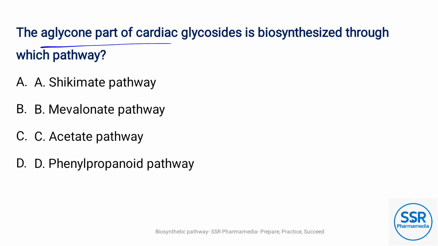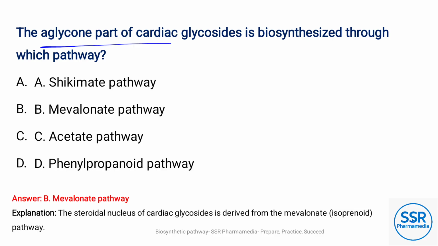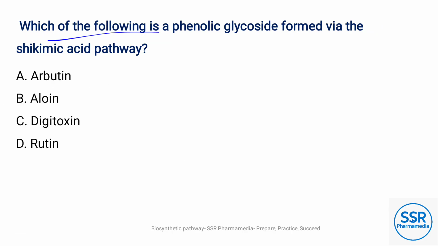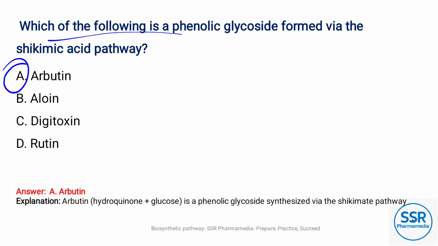The aglycone part of the cardiac glycoside is biosynthesized through which pathway? So the answer is option B, mevalonate pathway. The steroidal nucleus of cardiac glycosides is derived from the mevalonate isoprenoid pathway. Which of the following is a phenolic glycoside formed via the shikimic acid pathway? So option A, arbutin. Arbutin is a hydroquinone combined with glucose, a phenolic glycoside synthesized via the shikimic pathway.